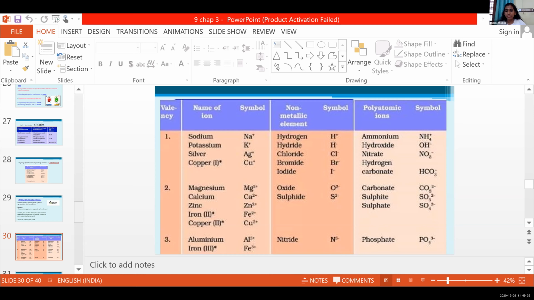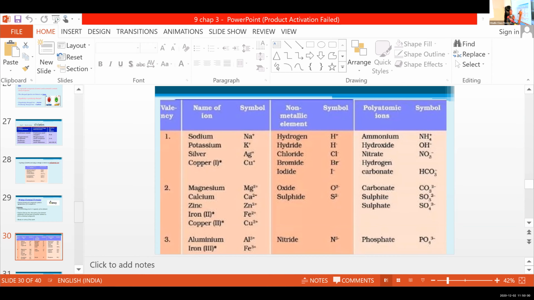Then, Bhadra, read the second category: non-metallic elements with valency 1. Hydrogen, H plus. Hydride, H minus. Chloride, Cl minus. Bromide, Br minus. Iodide, I minus.